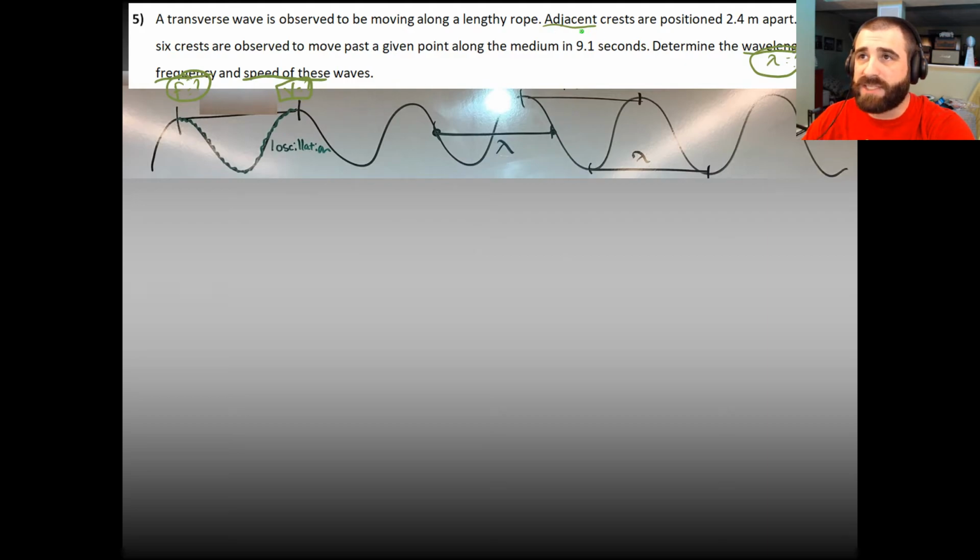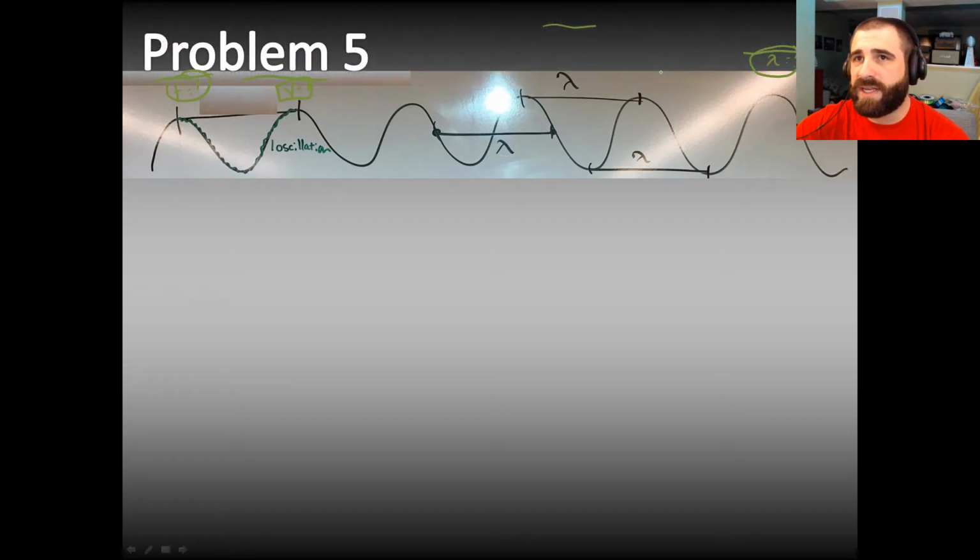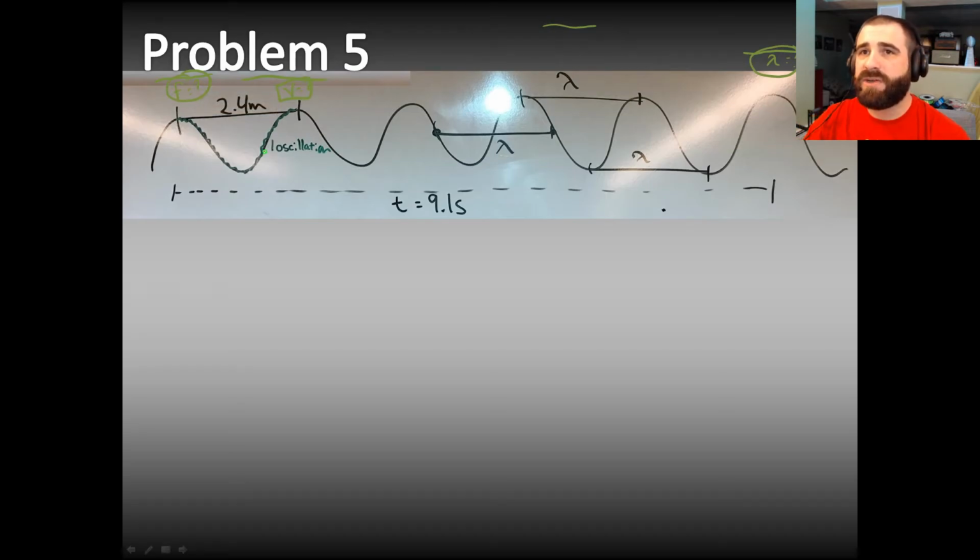Okay, adjacent means next to, right? We talked SOHCAHTOA, opposite over adjacent. Adjacent was the next to one. Adjacent crests, right? So crests that are next to each other are positioned 2.4 meters apart. Okay, I see what you're talking about here. So the whole thing takes 9.1. Okay, so adjacent crests are 2.4 meters apart. Well, wait, that's one oscillation, right? So that's just the wavelength. So they gave us the wavelength. They just want us to explicitly say it based on our data. So we can just say, adjacent crests would be 1 oscillation equals 1 wavelength.